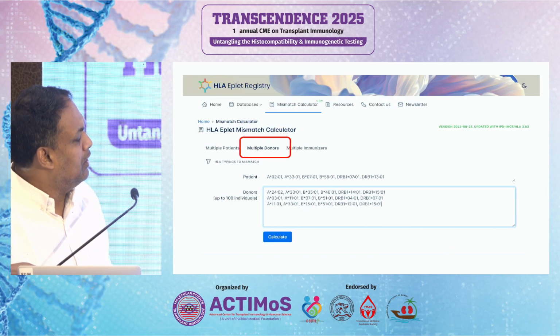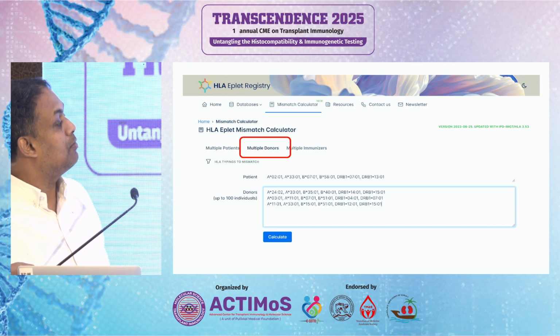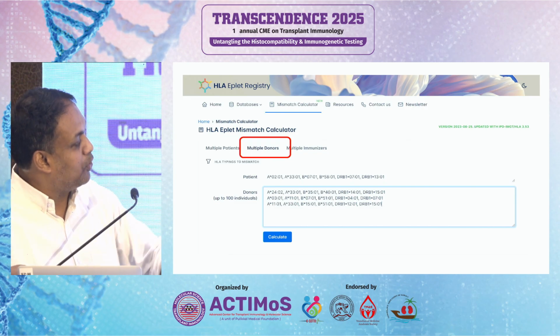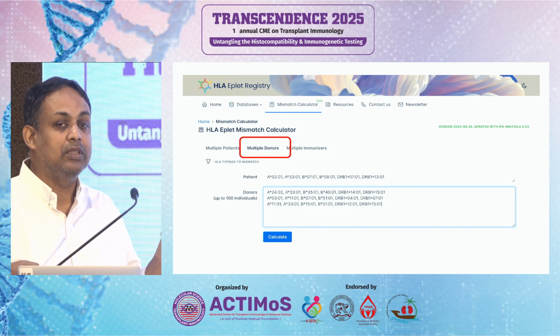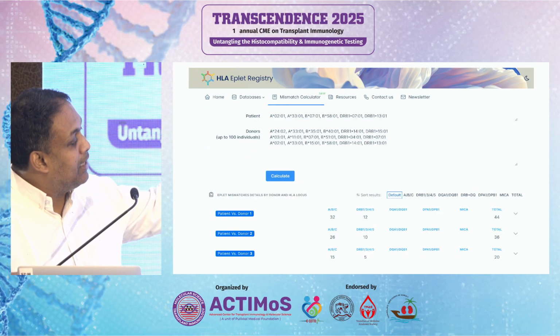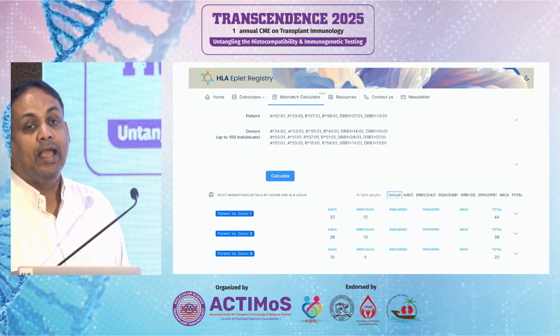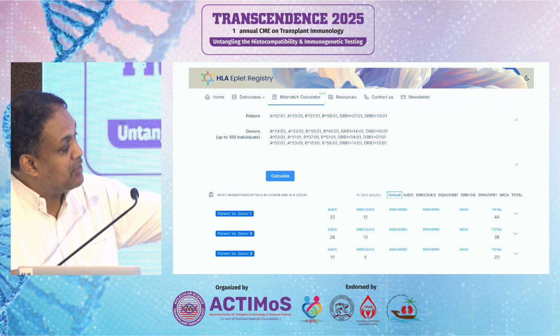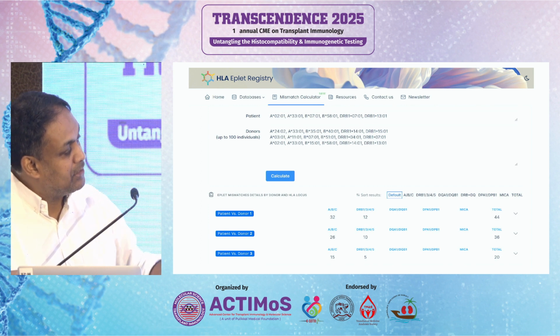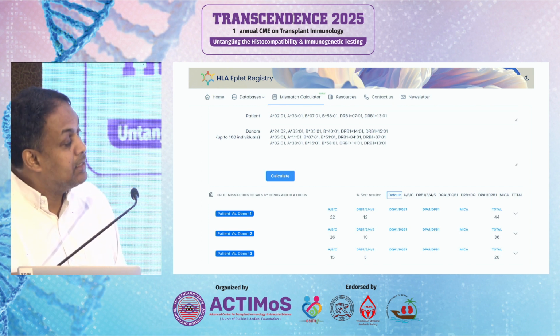We'll go to that. So suppose you have multiple donors. I put in all the donors, and with a single press, I can get all this eplet information. Against 3 donors, I got 44 mismatches with the first donor, 36 with the second, and 20 with the third one.